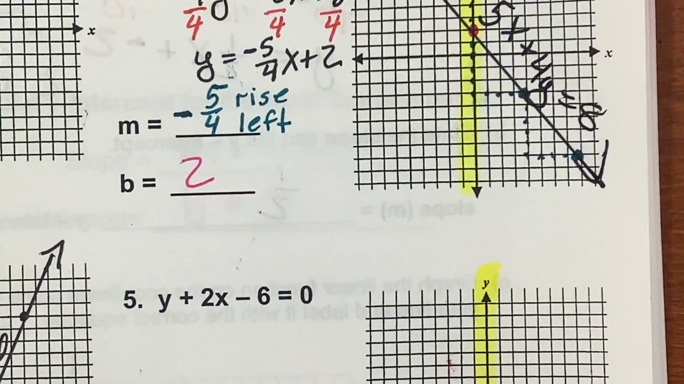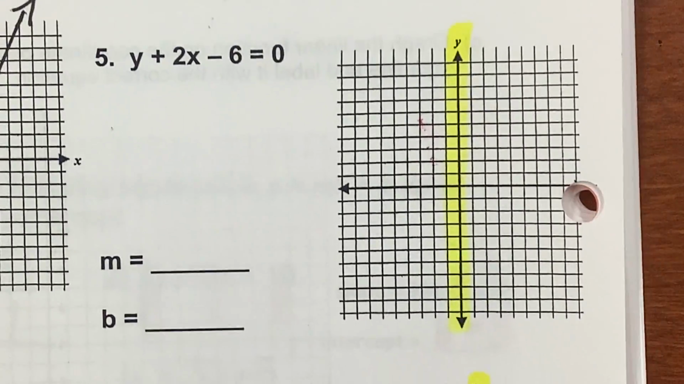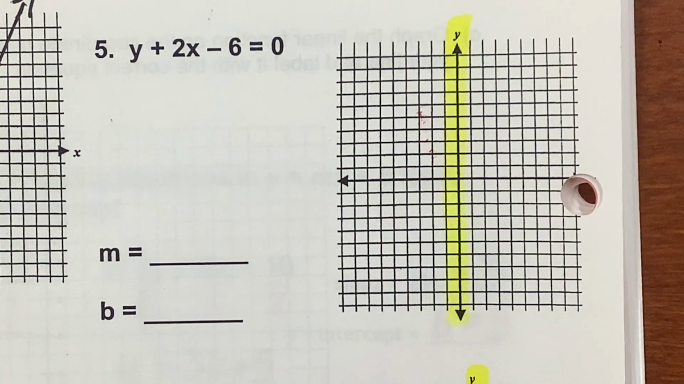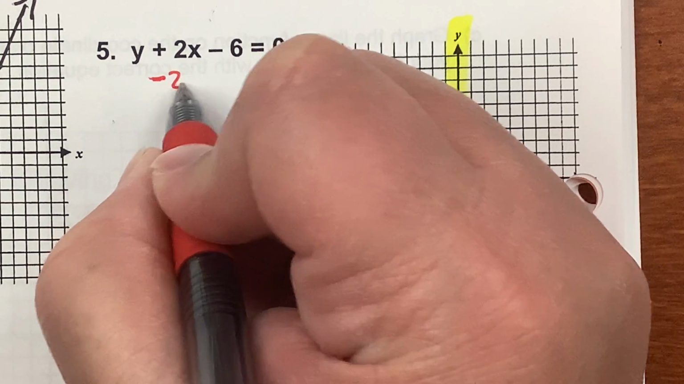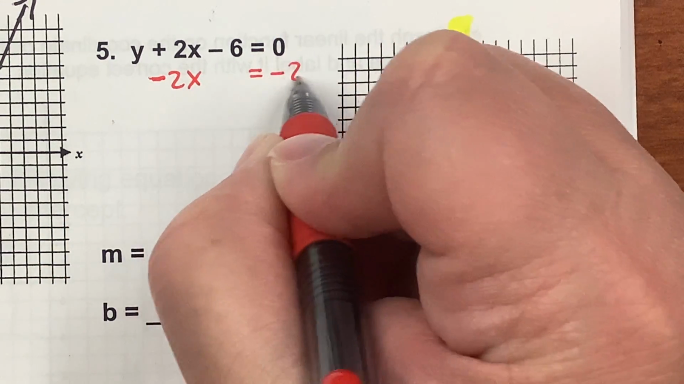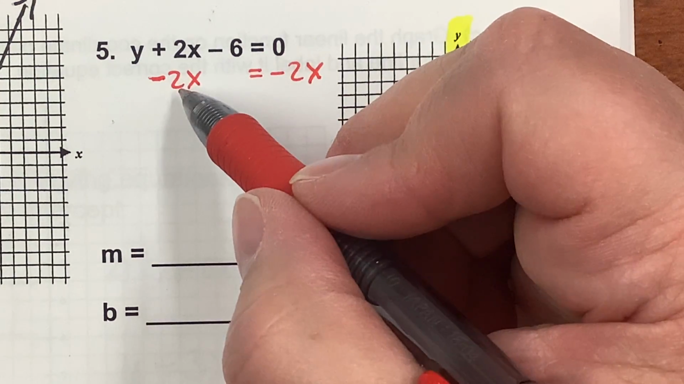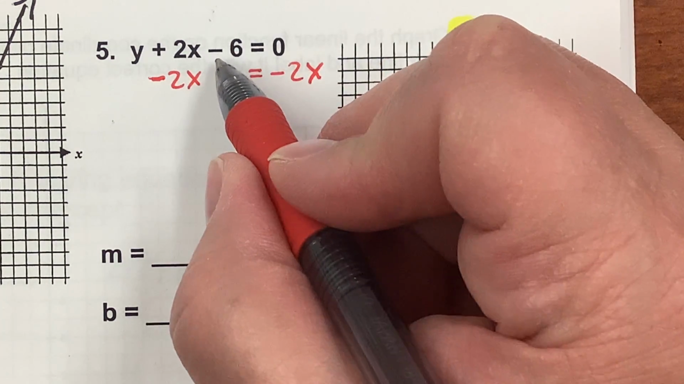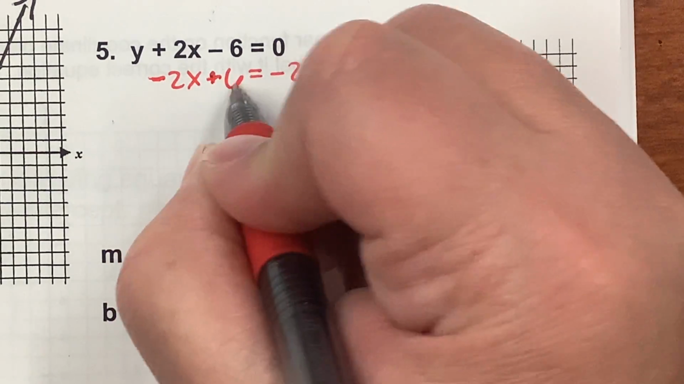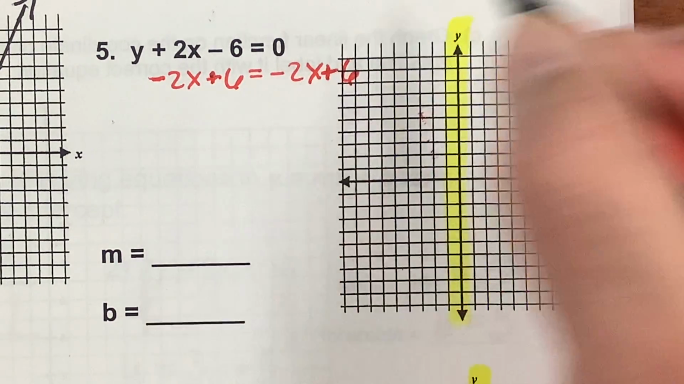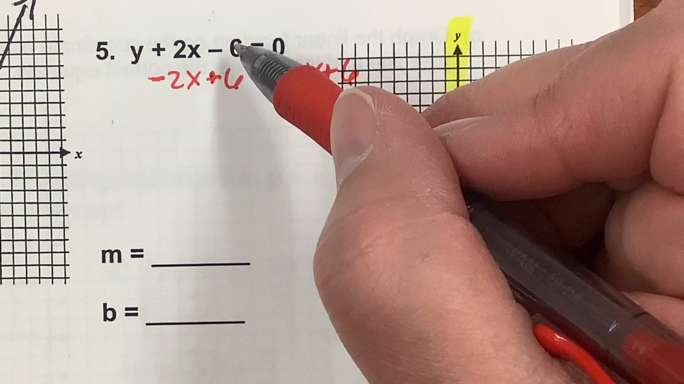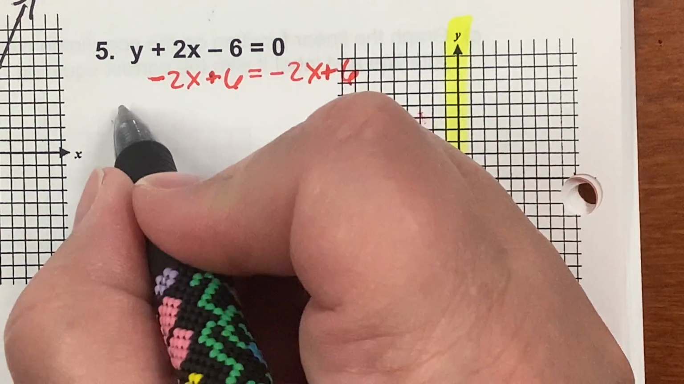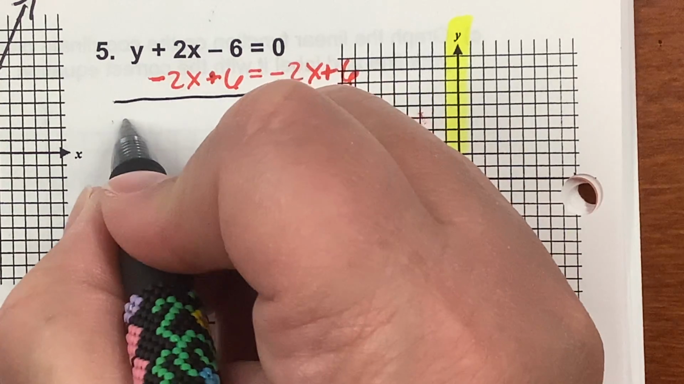The next one looks harder than it is because everything is with the y, and the 0 is on the right. But it's not as bad as you think. You're going to subtract the 2x from both sides. Because this was plus 2x, you're going to minus 2x on both sides. This is minus 6, so you're going to add 6 to both sides. 2x minus 2x, 0. 6 minus 6, 0. That's how I get my y alone. My lonely little y here.